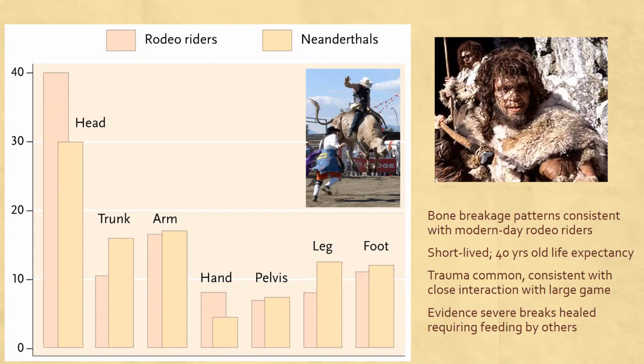Neanderthals' average life expectancy is not much more than 40. Now, there are examples of Neanderthals that lived beyond 40, of course, but by and large, they are a short-lived species. Trauma is fairly common, and it's consistent with this close contact with large game, meaning that they probably had to get very close to these animals that are much bigger and stronger and jab a sharp stick into them in order to kill them. This is not easy hunting.